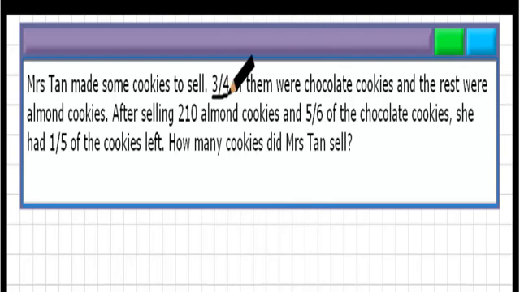Three-quarters of chocolate cookies and the rest almond cookies. 210 almond cookies, 5/6 chocolate cookies, 1/5 of the cookies left. Next, we will draw the models to help us solve the problem.